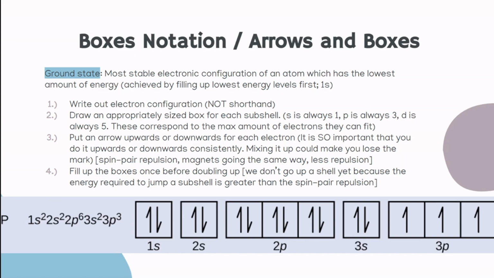So once you fill in a box, for example, 1s, we put one electron going upwards, and now we still have no electron we need to put in that box. So you fill all the boxes once before doubling up, and then you're going to add an electron going in the opposite way of the first electron we put in. So we had an up arrow, now we're going to add a down arrow. This is because the energy caused by spin pair repulsion is going to be less than jumping up a shell.